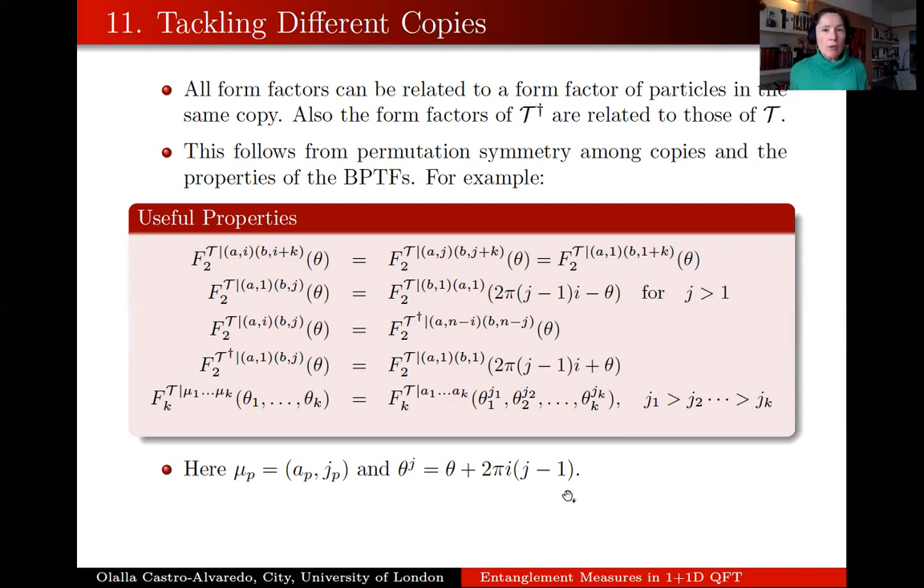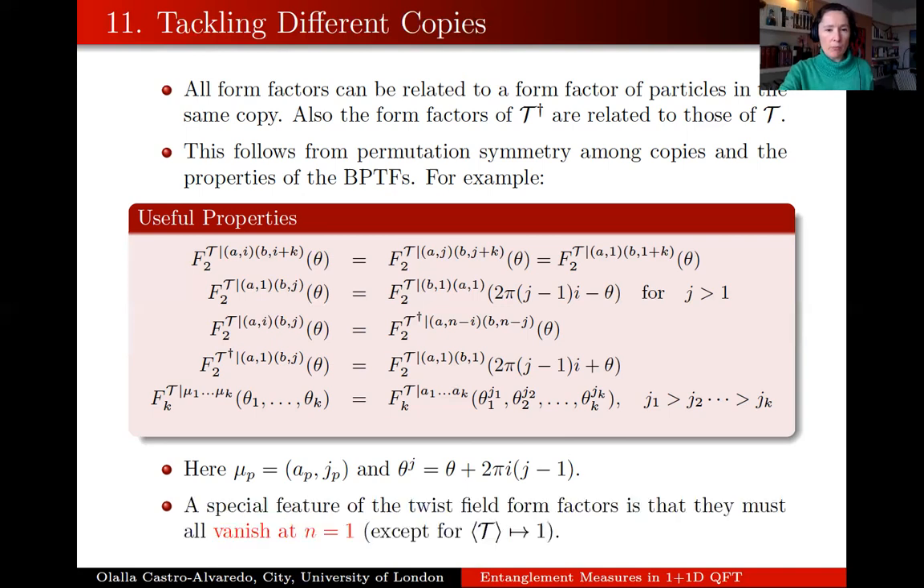Okay, so because of all these relations and others that one can write, we generally always work with form factors in a single copy, and then when we need other copies, we just exploit this formula here.